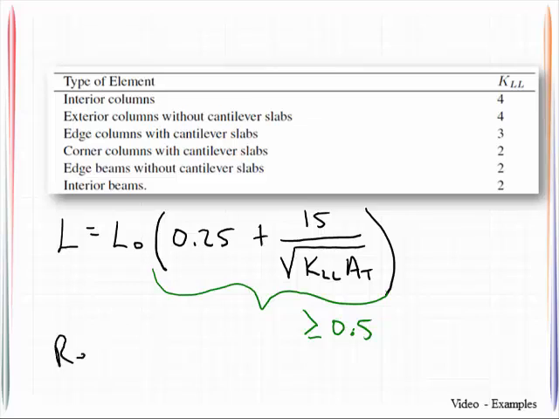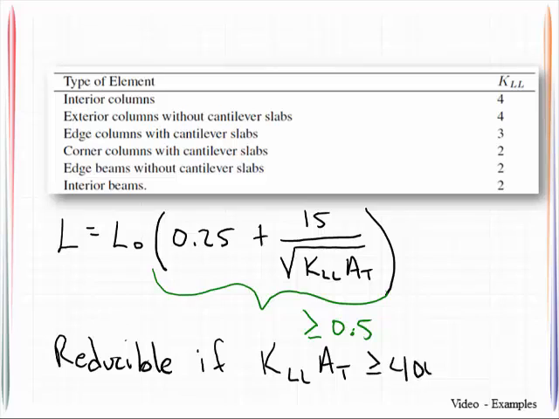We're also told that our load is reducible if our KLL AT quantity is greater than or equal to 400 feet squared. So I've provided a table here showing the KLL factors for some typical structural elements. Of concern is an interior column, so column B3, and it says that we have a KLL factor of 4, and we will use that a little bit later.